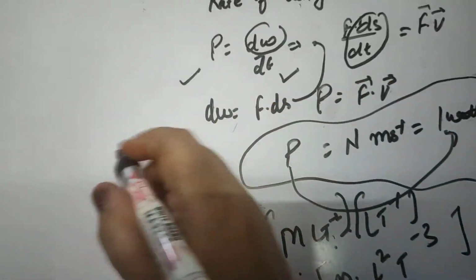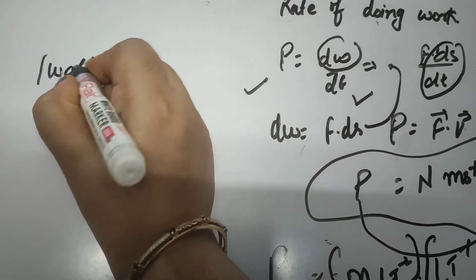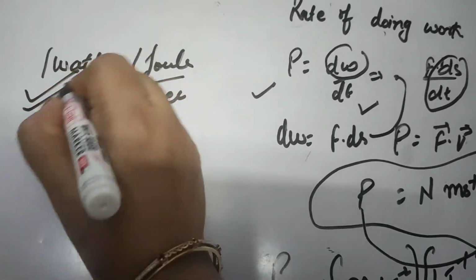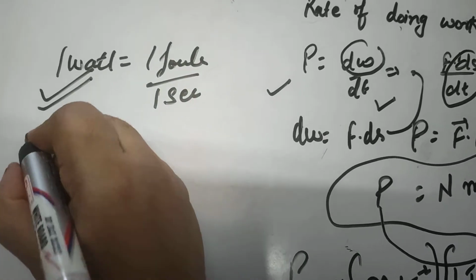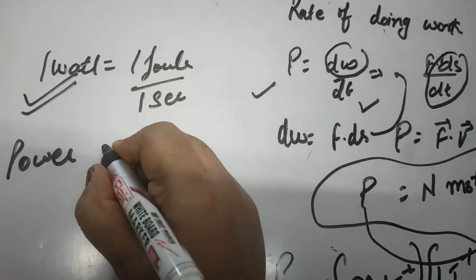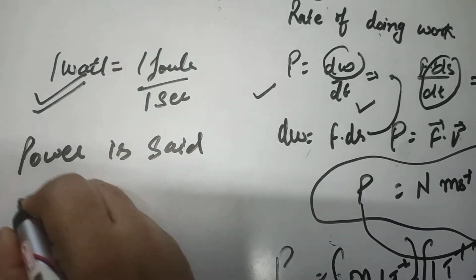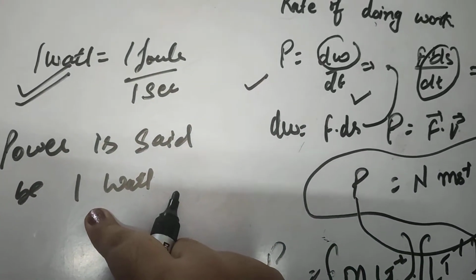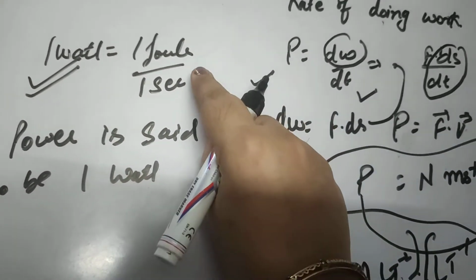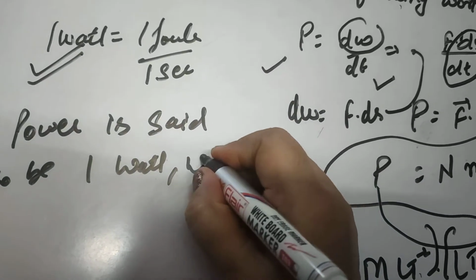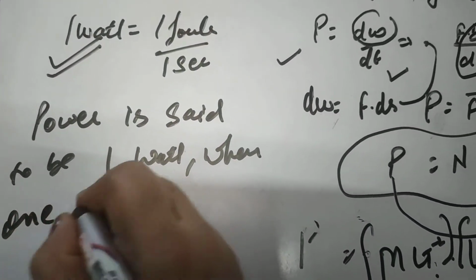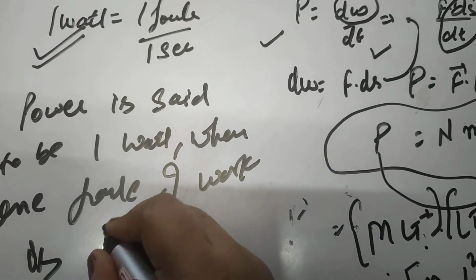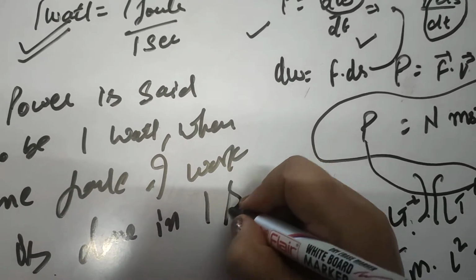And from the definition of 1 watt equal to 1 joule per second, we can define the power of 1 watt. So we can write the definition as: power is said to be 1 watt when 1 joule of work is done in 1 second.